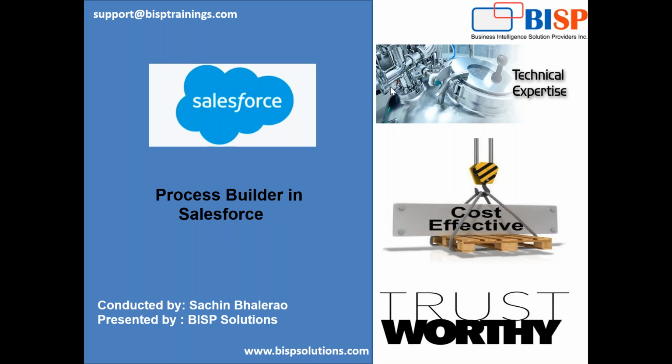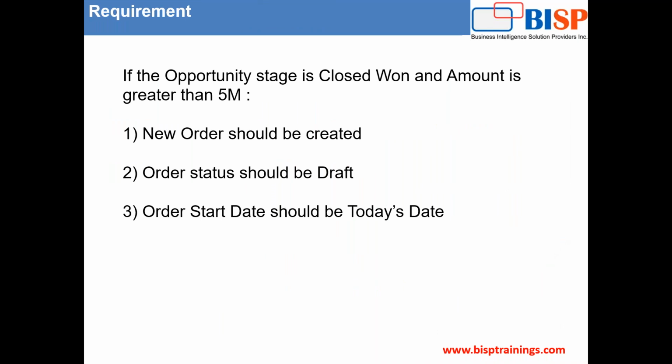So first we look at our requirement. This is our requirement: if the opportunity stage is closed won and amount is greater than 5 million, then a new order should be created, order status should be draft, and order start date should be today's date. So this is the requirement, and through Process Builder we are going to automate this business process.